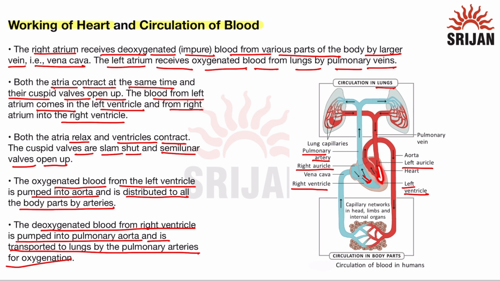Oxygenated blood from the left auricle will go into the left ventricle, and this oxygenated blood is pumped into the aorta, which will take the oxygenated blood to the capillaries that help to transport it to the other organs like the head, limbs and internal organs of the body. Since two times the blood is coming into the heart and two times it is going out of the heart, this type of circulation is known as double circulation.